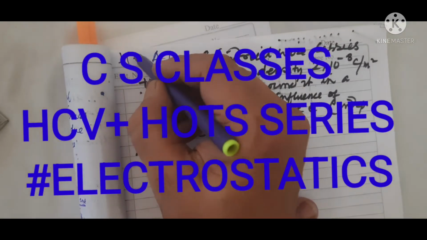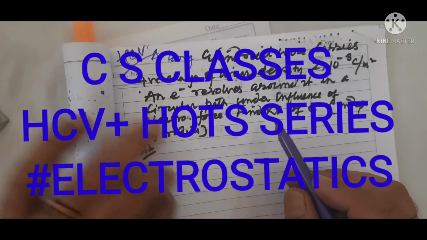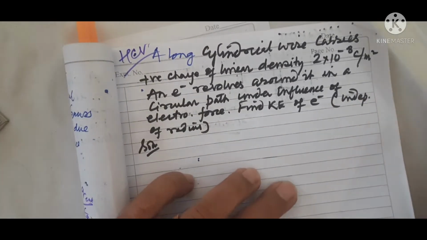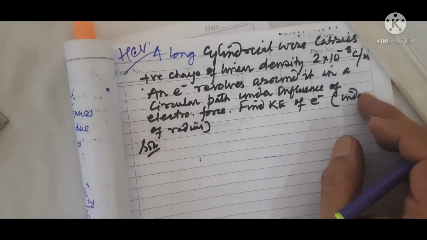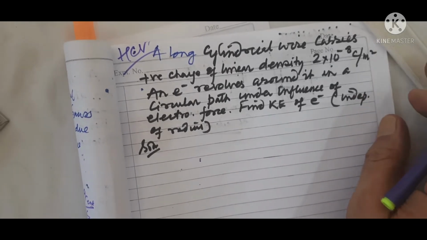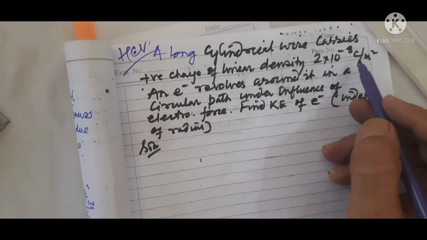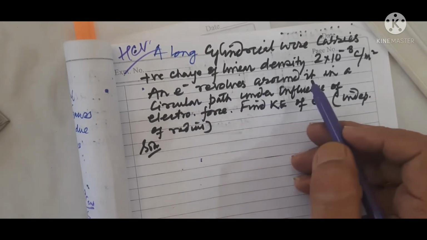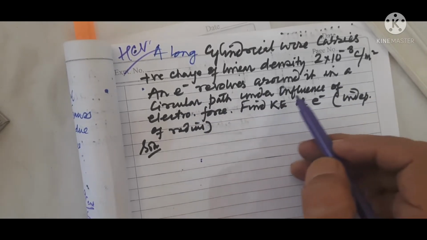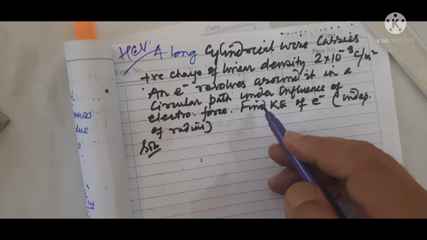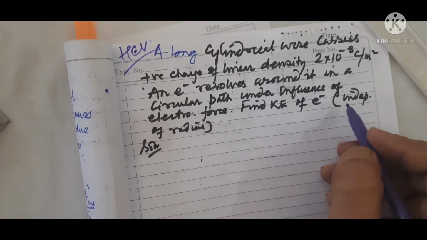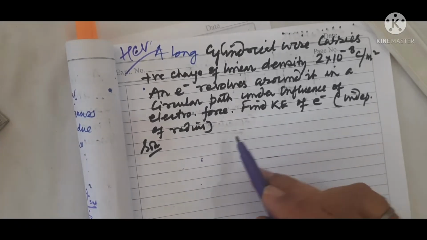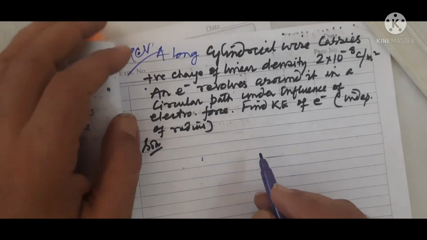Another interesting question: a long cylindrical wire carries positive charge of linear charge density 2 × 10^-8 coulomb per meter. An electron revolves around it in a circular path under the influence of electrostatic force. Find the kinetic energy of the electron. Remember that it is independent of the radius.